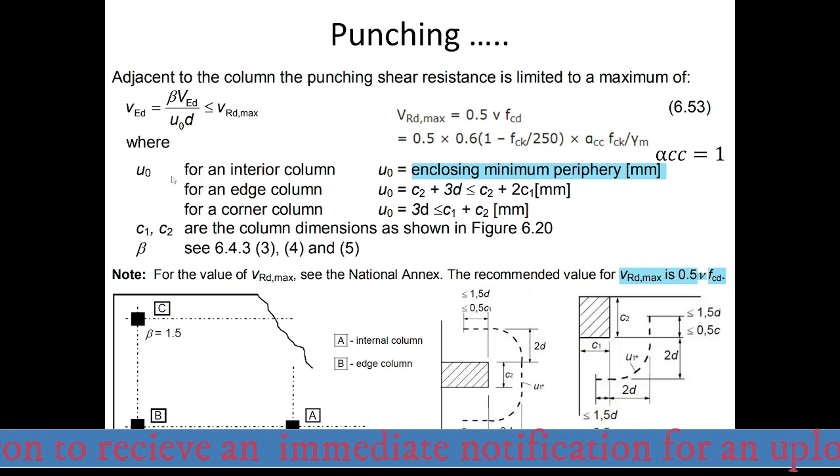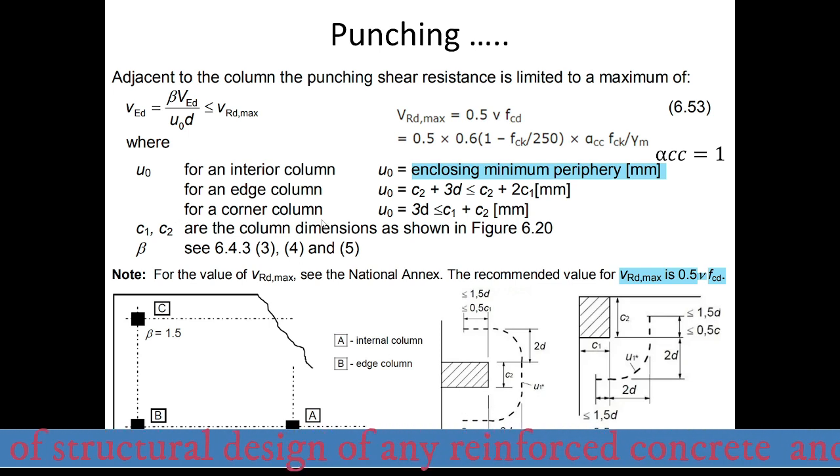So you notice, for an interior column, it is the enclosing minimum periphery, which is the surrounding perimeter of the column. For an edge column, it is equal to C2 plus 3d, which is less than or equal to C2 plus 2C1, where C2 is the least dimension of the column. So this is the provided formula to calculate the periphery of the column face.